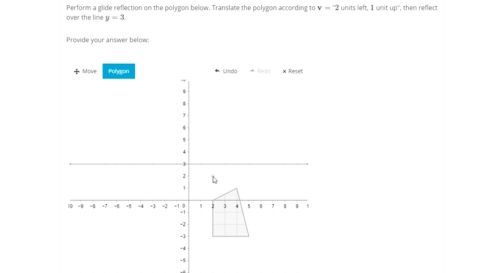Now, in relation to that, the next point was supposed to be 1 down, 2 to the left. So 1 down, 2 to the left. Then from here, it's just 1, 2, 3 points down, and 1, 2, 3 points to the right. So there's our figure. Now, to reflect it, think of it like you're folding up a piece of paper.